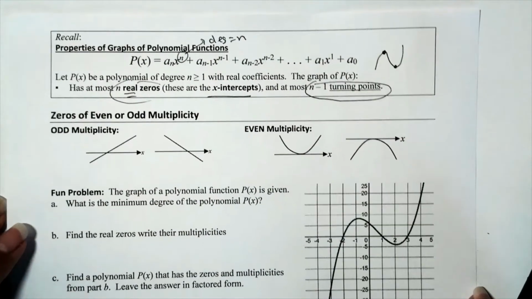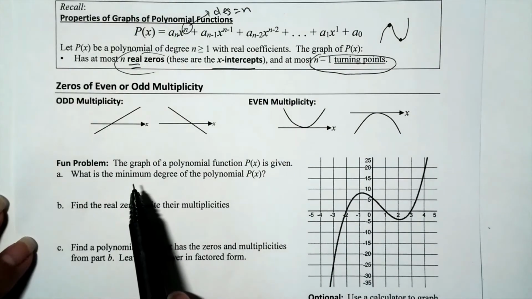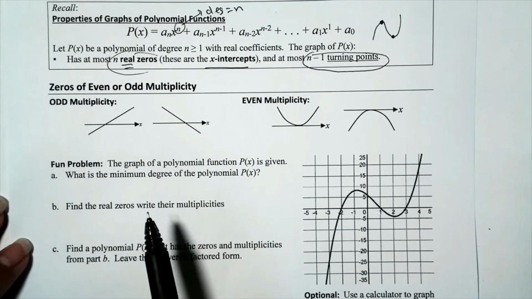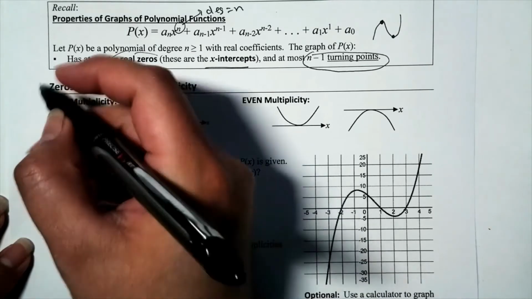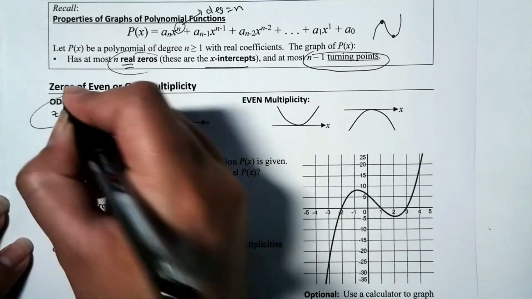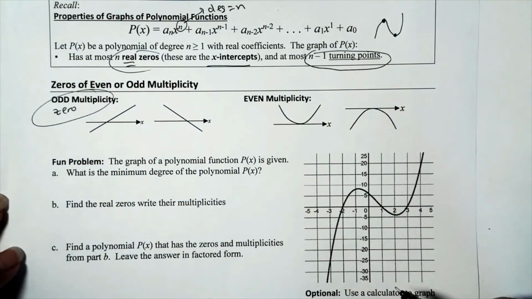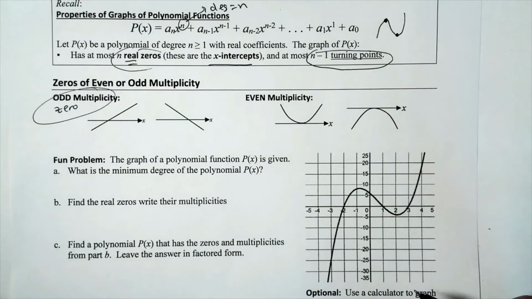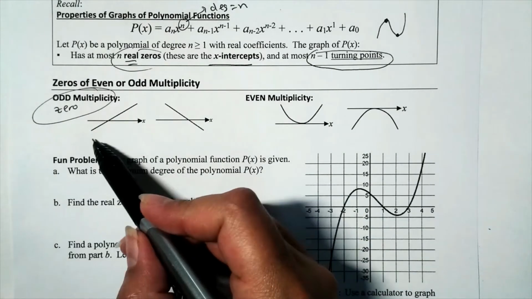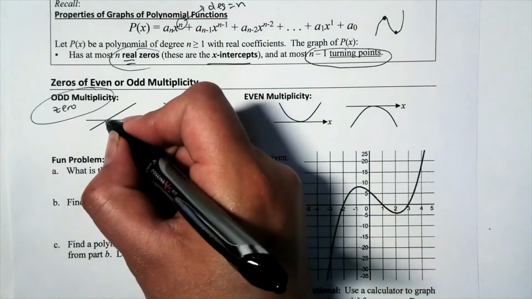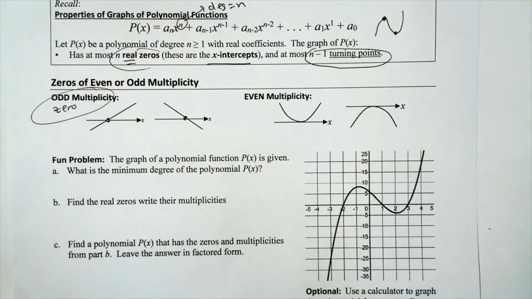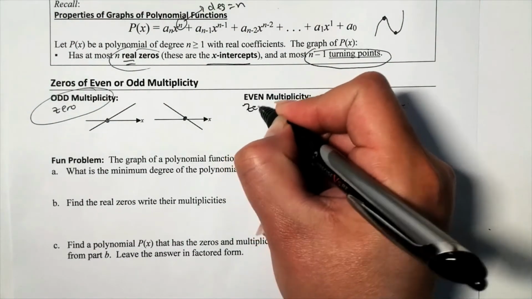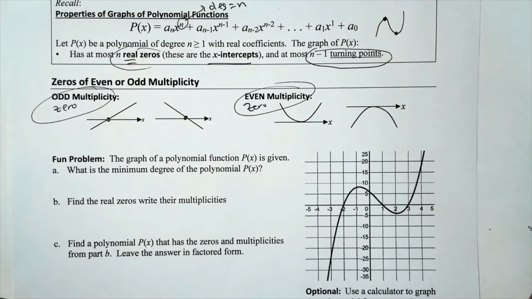So before we look at the next fun problem, let's look at the zeros of even or odd multiplicity. If we have a 0 with odd multiplicity, meaning a 0 with multiplicity of 1, 3, 5, 7, 9, and so forth, then in this case the graph will intersect the x-axis at whatever that 0 is.